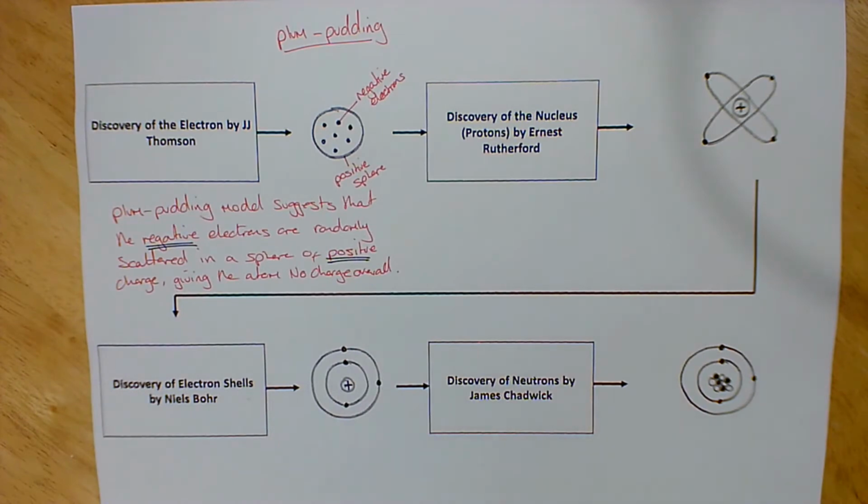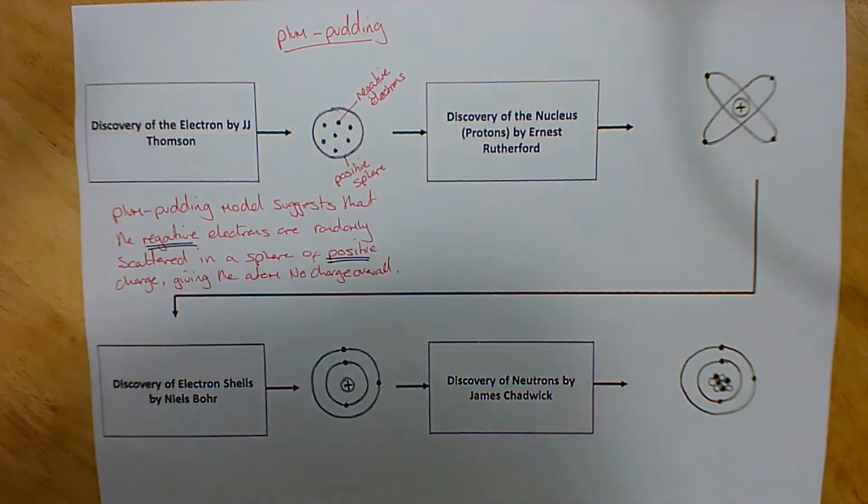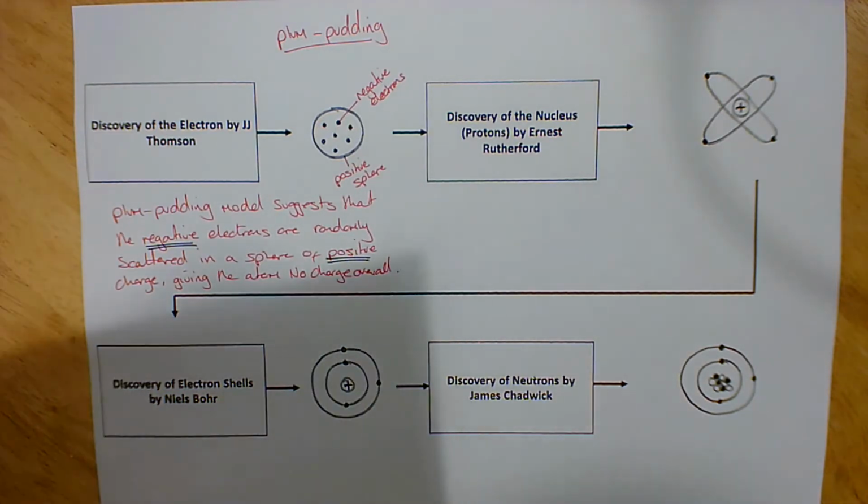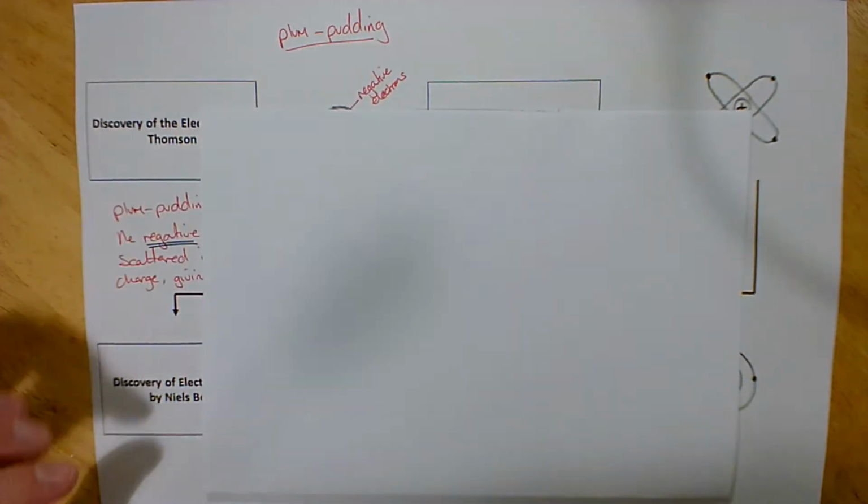Now, that was the accepted model for a while, and then one of J.J. Thomson's students, Ernest Rutherford, started carrying out experiments to test this theory. His experiment was called the alpha scattering experiment.